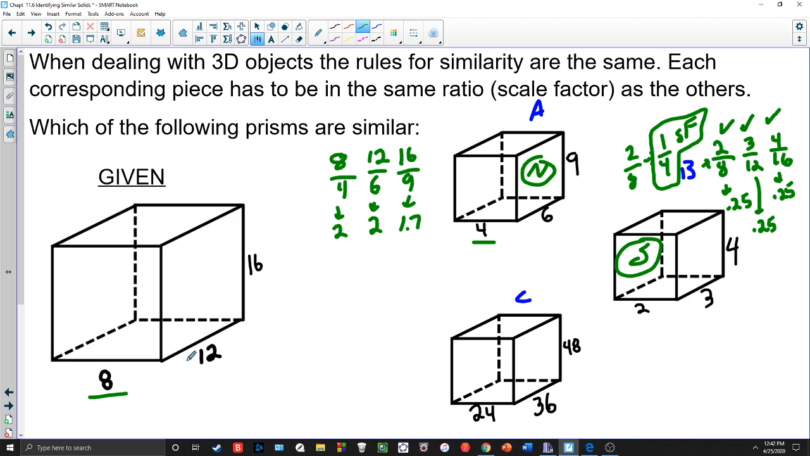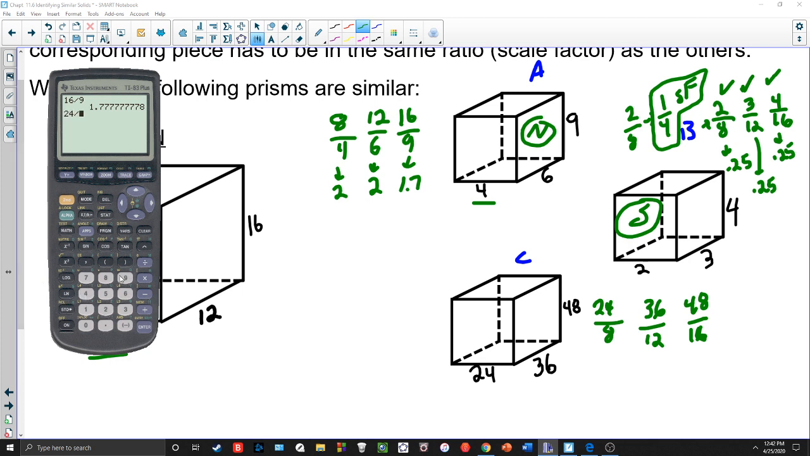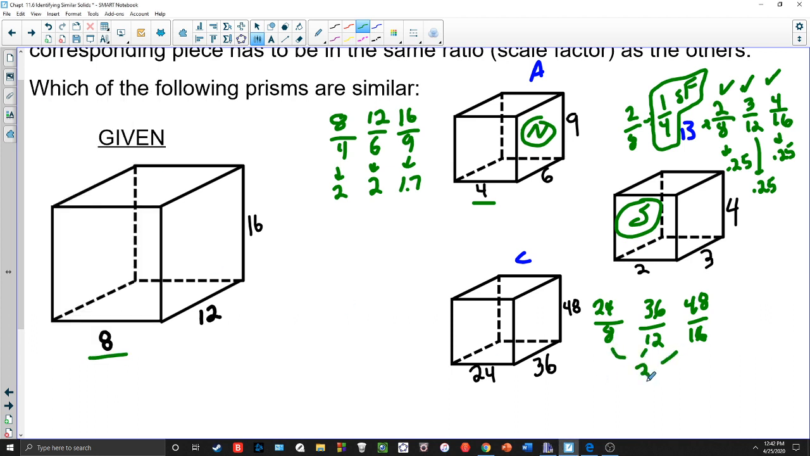So we'll do, again, left to right, front to back, top to bottom. 24 is left to right, so I'll do the bigger one on top this time. So 24 to 8. 36 is front to back, so 36 over 12. And 48 is top to bottom, so 48 to 16, making sure I keep those fractions consistent. So 24 over 8 is 3, 36 over 12 is 3, and 48 over 16 is 3. All of these come out to 3, which means this is also a similar shape, because every side has changed by a factor of 3.